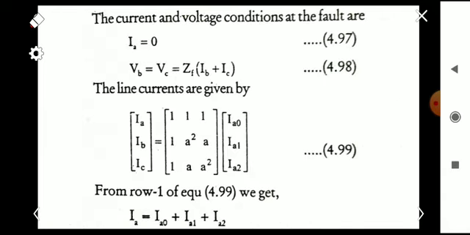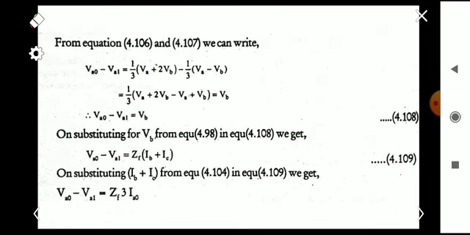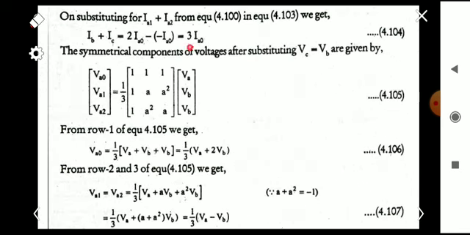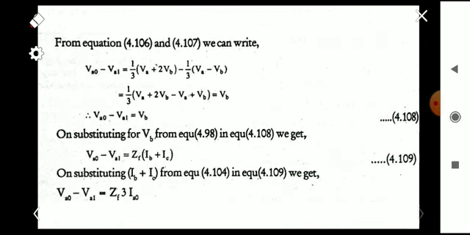VB is equal to ZF into IB plus IC. That is equation 4.98, ZF into IB plus IC. So just substitute that value here, instead of VB. Also we know that the fault current IB plus IC is equal to 3 into IA0. So just substitute 3 into IA0 instead of IB plus IC here.